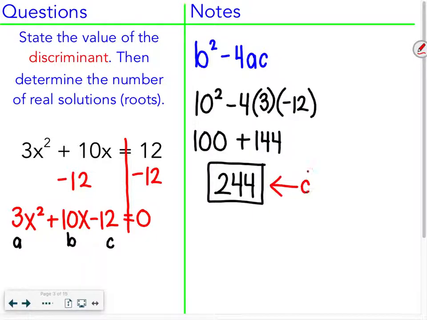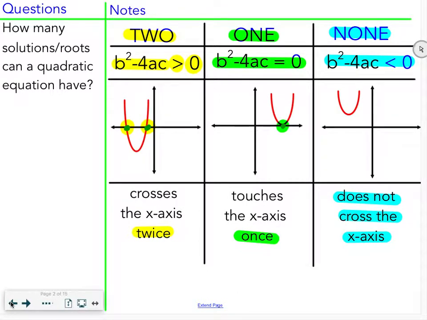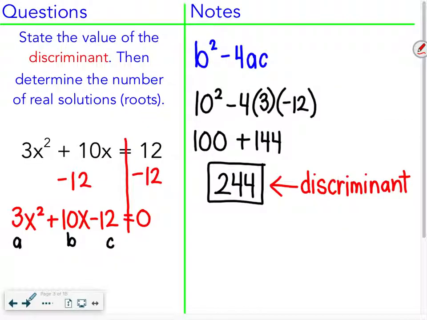So now that is the value of our discriminant. That is the first part of this problem. So the discriminant is 244. And then I'm going to go back to my table, and the number 244 is greater than 0, so since 244 is greater than 0, that means there are 2 solutions or roots.